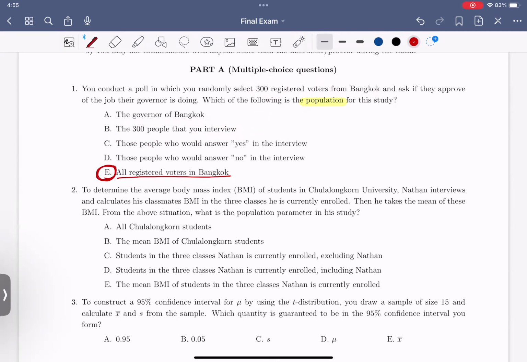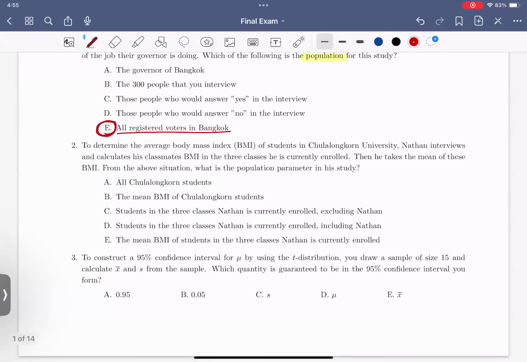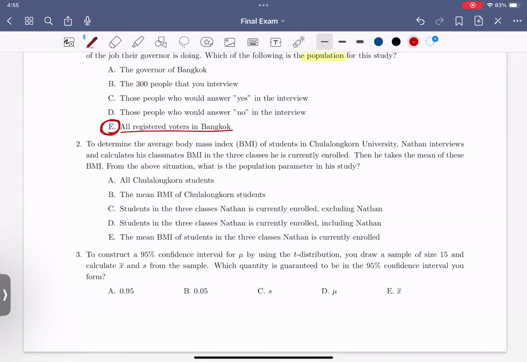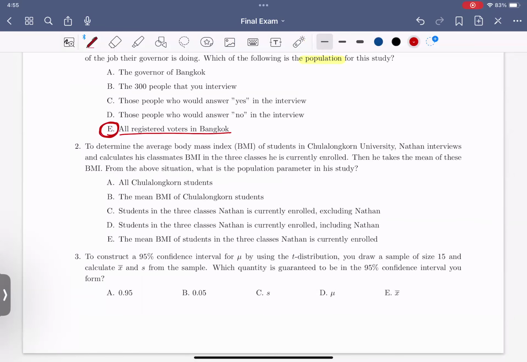Okay. All right. Question 2. To determine the average body mass index, BMI, of students in Chulalongkorn University, Nathan interviews and calculates his classmates' BMI in the 3 classes he is currently enrolled in. Then he takes the mean of these BMIs. From the above situation, what is the population parameter in his study?